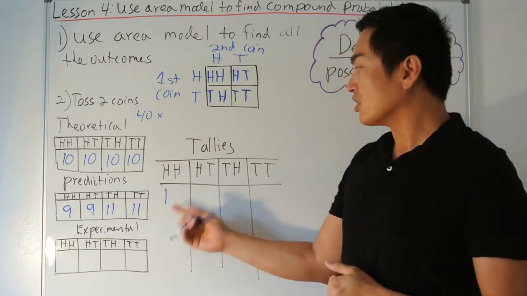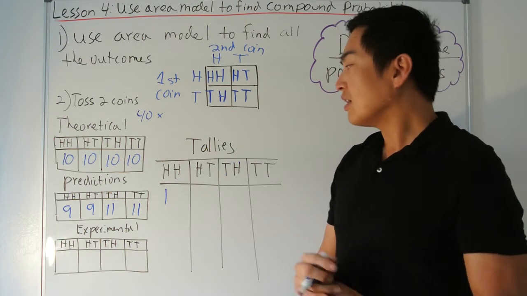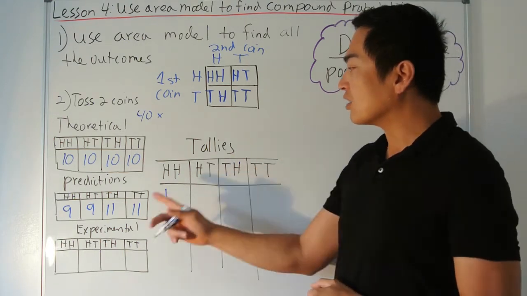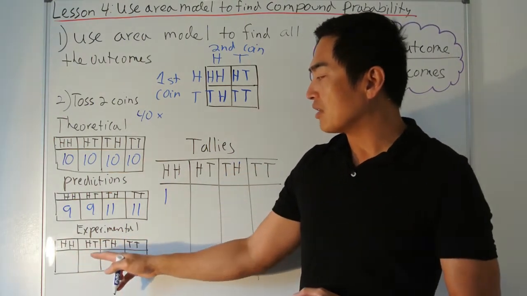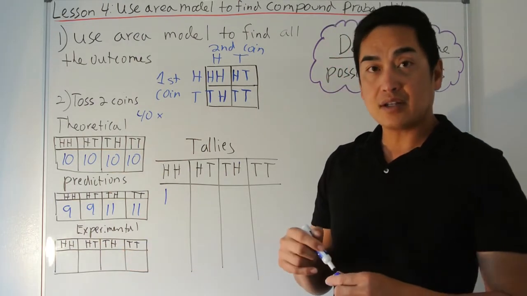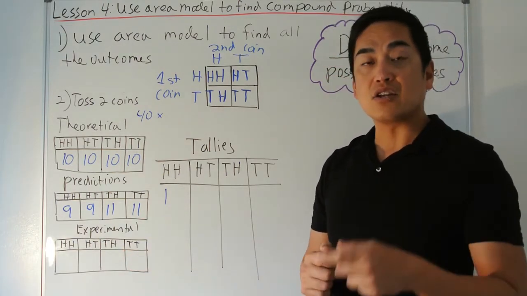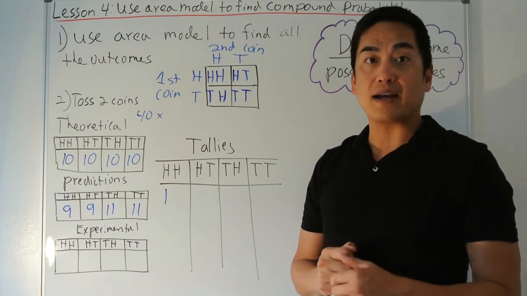All right, so you're going to do that 40 times, and you should have 40 tallies, and then go ahead and write down what you got here. I'm going to do that, and you're also going to do that, and then we'll come back.